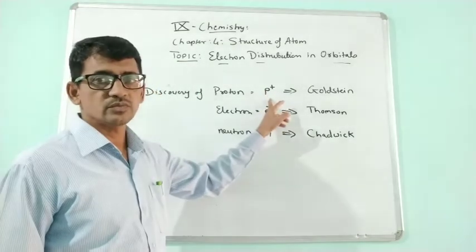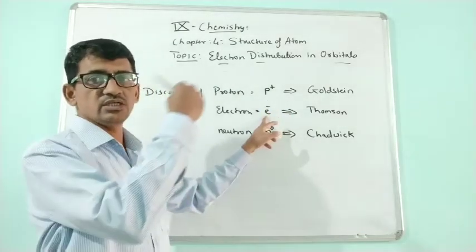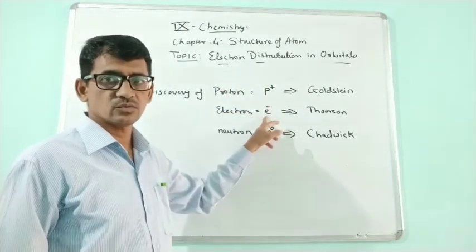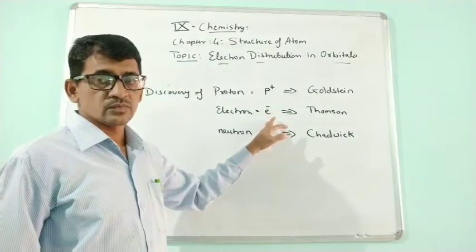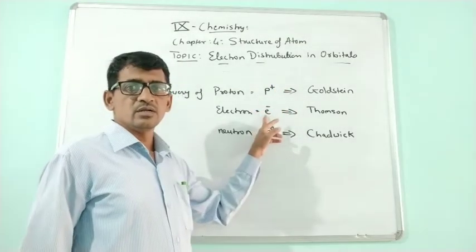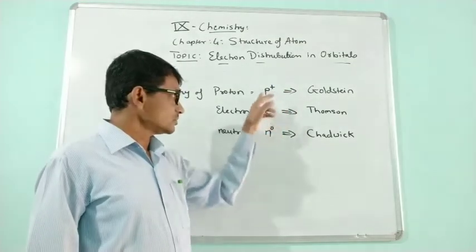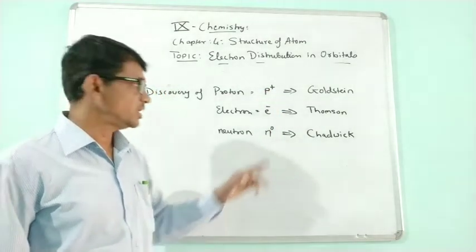Proton is in the nucleus, having positive charge. Electron is in the outermost orbitals, the empty space, that is known as orbitals, which we have to study. Proton having positive charge, electron having negative charge. Because of this, the atom is neutral. Number of protons is equal to number of electrons.